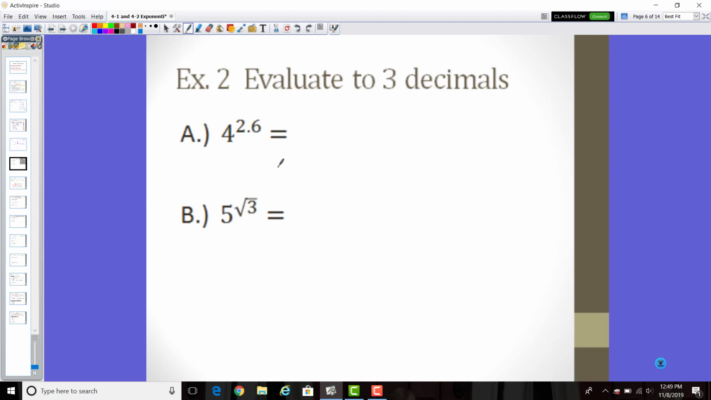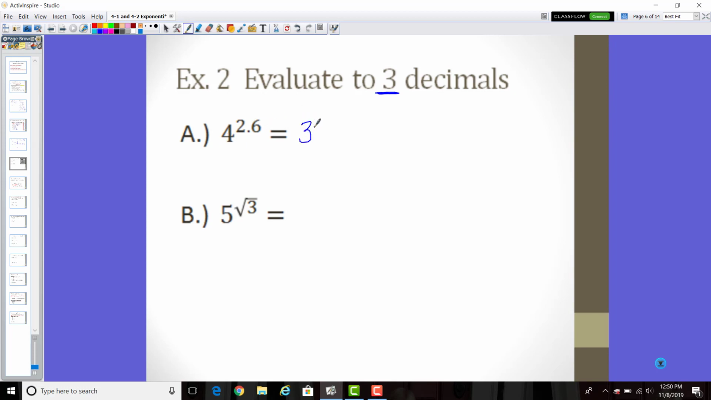Evaluating exponential terms that are not traditional, meaning that we don't really understand what it means to take 4 and raise it to the 2.6 power. We know taking 4 to the 2 power is 16, but what else does that mean? So we have to have a calculator. We're going to evaluate. They will tell you on MyMathLab what decimal place. I'm telling you to the 3rd decimal place. So however your calculator evaluates exponents, plug in your base of 4 and your exponent of 2.6.